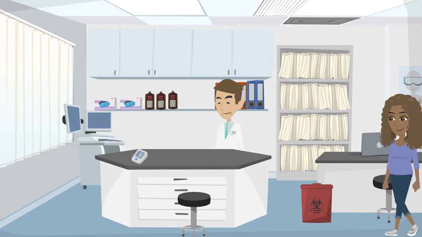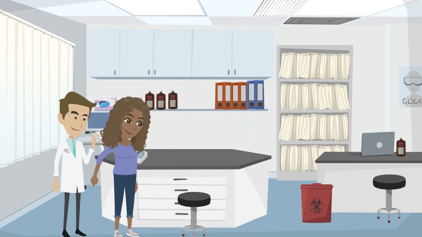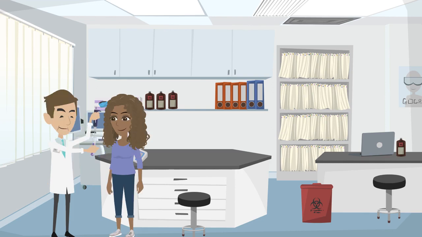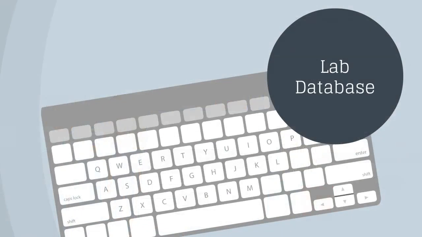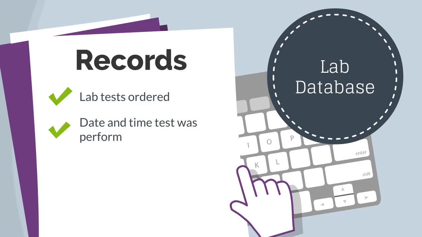Susan's visit to a lab to get blood work done creates a separate record in a lab database for each specific test that was analyzed. For example, white blood cell count, red blood cell count, or hemoglobin. Lab data includes details such as the test that was ordered, the date and time the test was performed, and the result of the test.